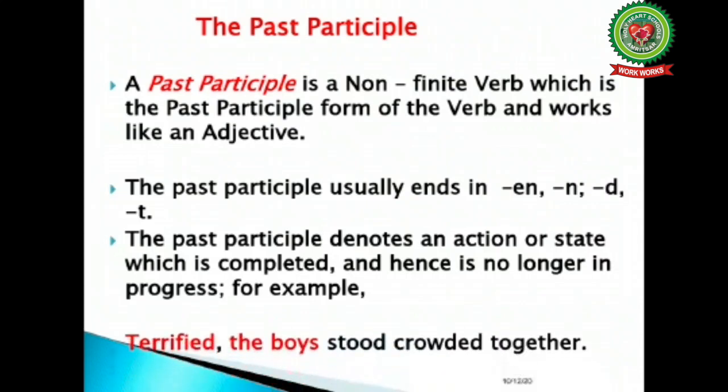For example, terrified, the boys stood crowded together. Children, in this sentence, terrified is past participle form of the verb terrify and is describing the noun the boys. Thus, terrified acts as an adjective as well as verb. So, it is called past participle.